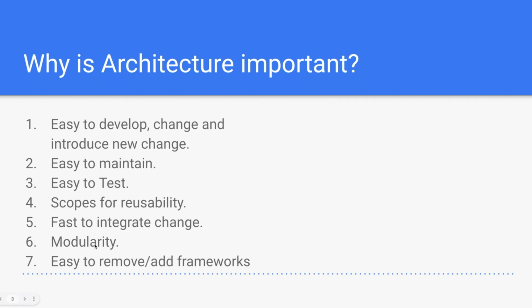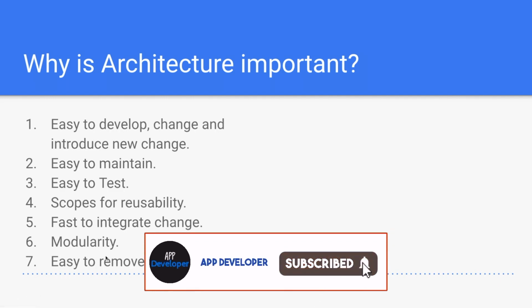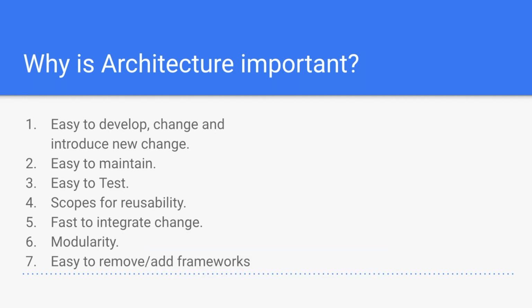And modularity, I was talking about that you have to make your project modular, either by writing a separate Swift package or a separate CocoaPod library. This we also just discussed: it's easy to remove and add a new framework. So these are a few reasons why writing an application with a good architecture is important.